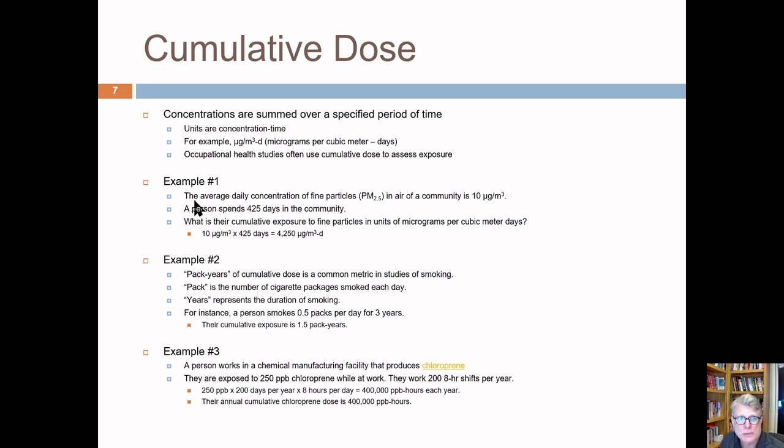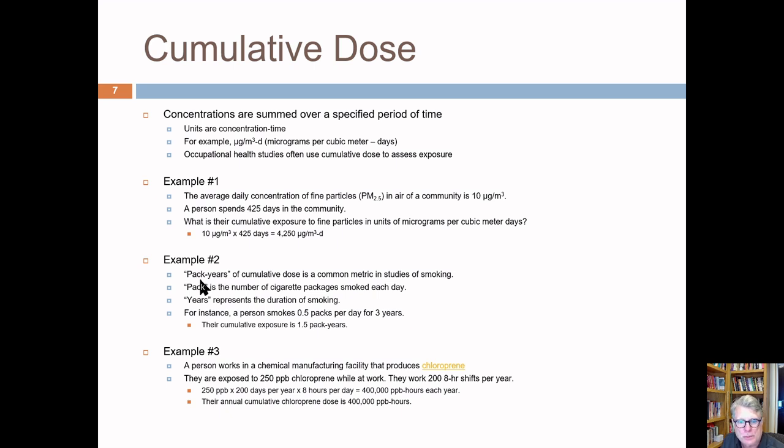So here are three examples. The average daily concentration of fine particles, PM2.5, in air of a community is 10 microgram per cubic meter. A person spends 425 days in the community. What is their cumulative exposure to fine particles in units of micrograms per cubic meter days? Pretty straightforward. We're going to multiply the exposure concentration by the number of days, 10 times 425, and we get 4,250 microgram per cubic meter days. That's the cumulative exposure over that year period.